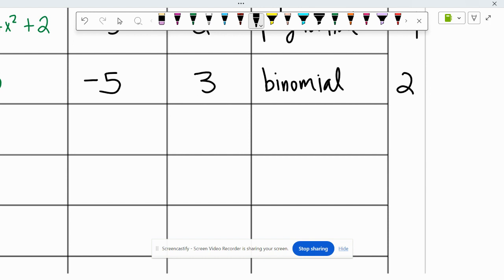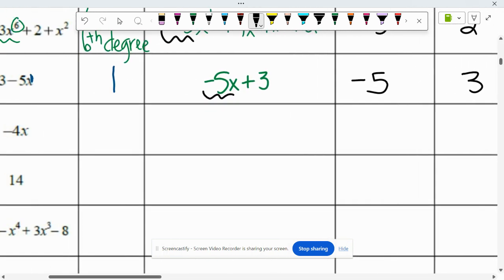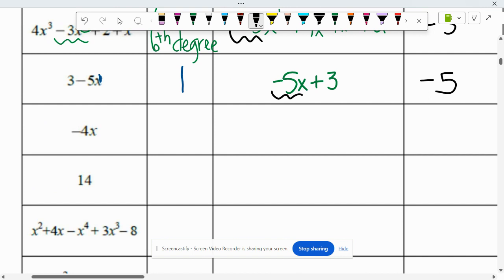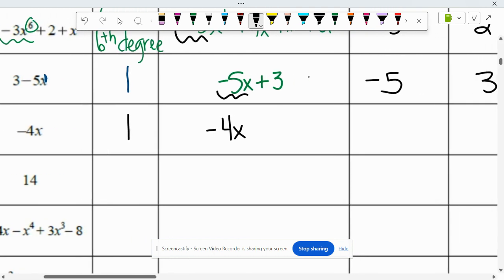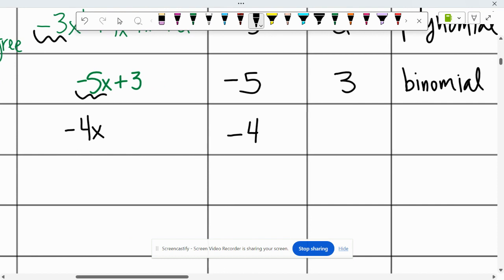Okay. Next one. Negative 4x. What's the degree? 1. If I put it in standard form, it's just negative 4x. There's nothing to move around. So what is my leading coefficient, Carla? It's a negative 4. Do you guys see the negative in front of it? Very good. Negative 4. Okay. What is the constant here? There isn't one. Okay. So I'm going to put that there isn't one. I'm just going to put NA.